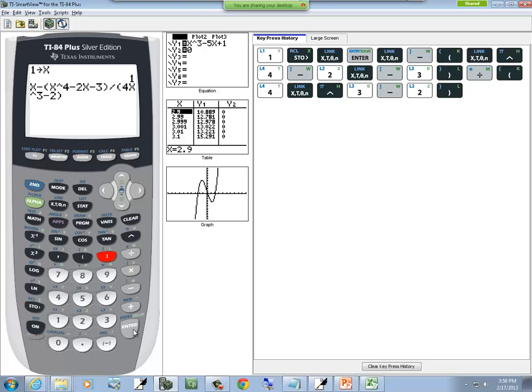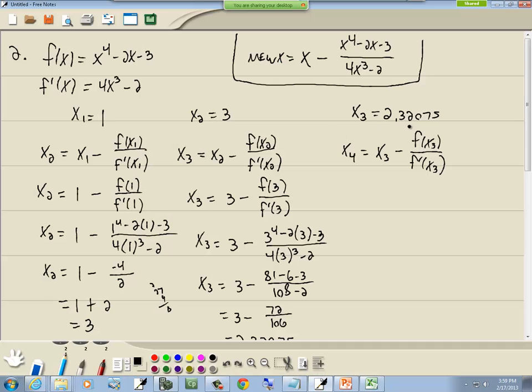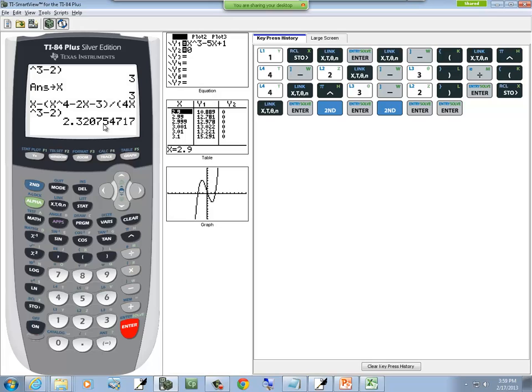And I press enter. Now when I press enter, currently 1 is stored in X, so it goes ahead and plugs 1 in for X. It gives me 3. Well, I now need to take that value, press the store, and press my X key, and store it in there, and press enter. Now if I do second enter twice, it'll bring up that formula again. I press enter one more time, and it gives us this value, 2.32075.